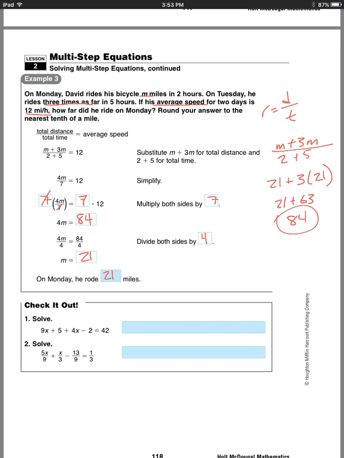Okay, solve 1 and 2. 1 is just a multi-step equation where you combine like terms, move the constant, divide by the coefficient. Check it out. For 2, you need to find the least common denominator, multiply each fraction by it, combine like terms, move the constant, divide by the coefficient.